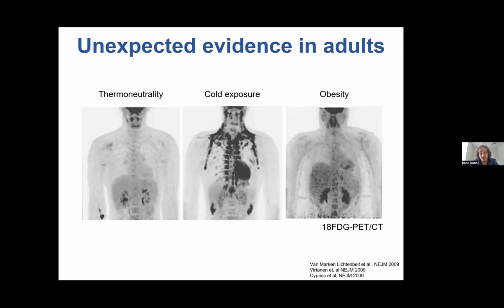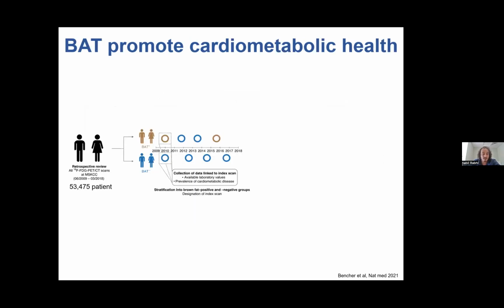More interestingly, they found that in obesity, brown fat completely disappeared. And this is even when the people were exposed to cold, suggesting maybe a link between brown fat and obesity. And maybe brown fat would be protective against obesity. And this was indeed the case.